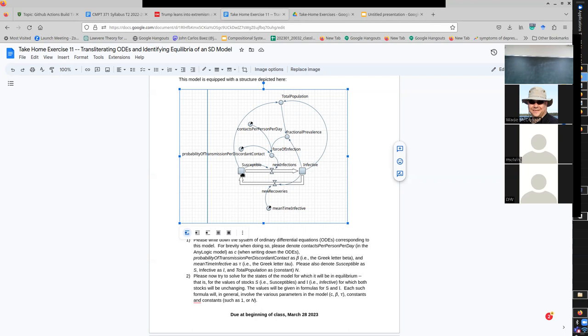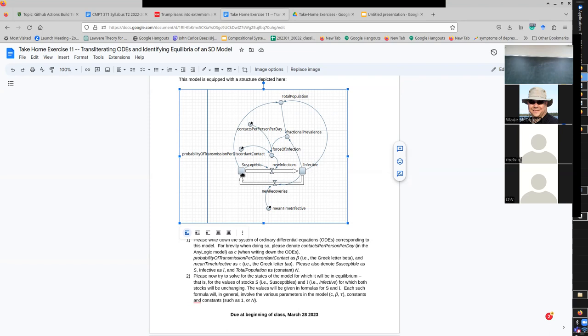But at the same time, this model was characterized by the classic random mixing, or what's called mass action kinetics, for spreading infection, that involved contacts per day, probability of transmission per discordant contact, either contact that would be a susceptible and infective. Some fraction of the entire population that's infected is considered representative for a given susceptible of what fraction of their contacts are infected. And all that leads to this force of infection.